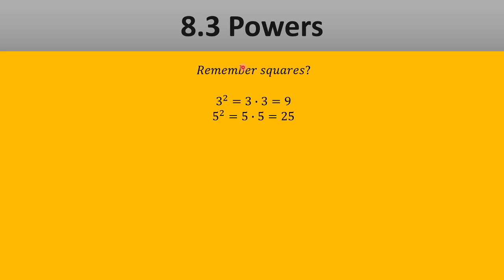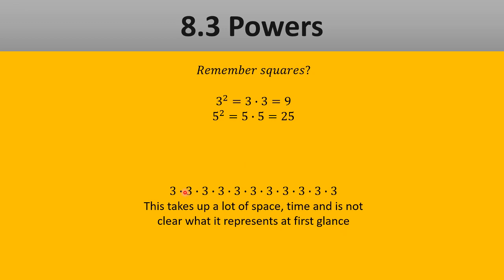Well, this is 3 times itself, but let's say you have 3 times 3 times 3 times 3 times 3, etc. This takes up a lot of space. It takes up a lot of time if you have to write it down, and it's not really clear what it represents at first glance. How many 3's are there? Well, there are 1, 2, 3, 4, 5, 6, 7, 8, 9, 10, 11. I don't know. Did I lose count? Right, we don't like that.